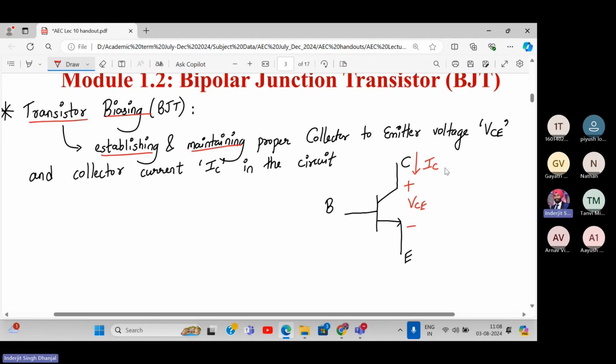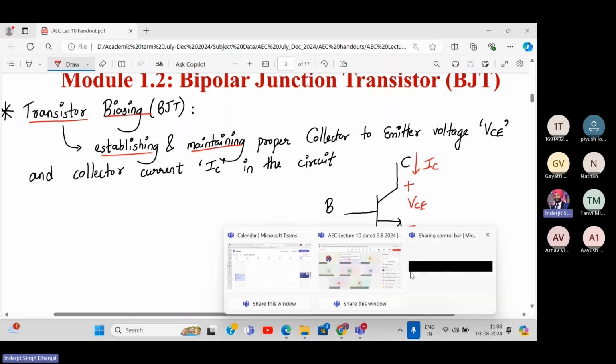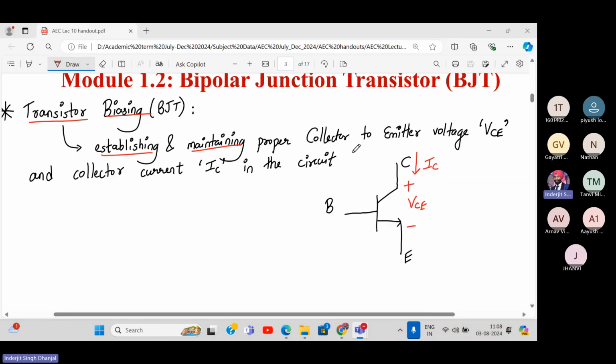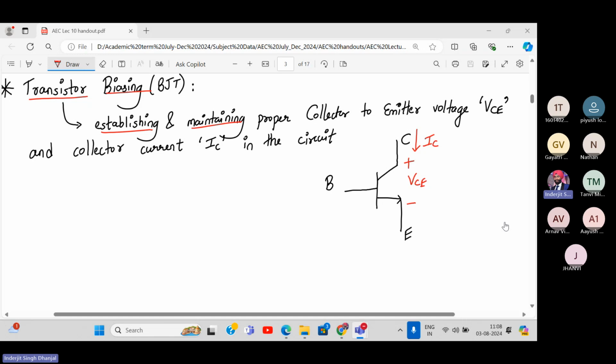Now, what are the requirements of transistor biasing? We'll see shortly now. What is the need of biasing? Someone has joined. Let me check. All right. So let's check.